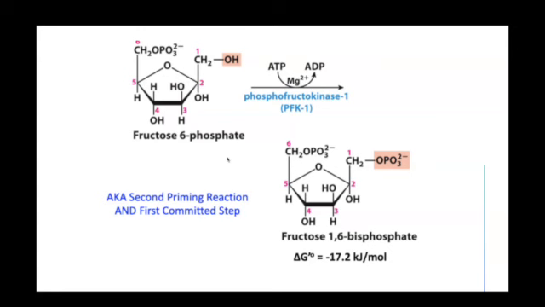This is where we commit to glycolysis, because once we have this fructose 1,6-bisphosphate molecule, we need to continue with glycolysis. This step is highly regulated because of this. So this is where a lot of feedback inhibition comes into play.